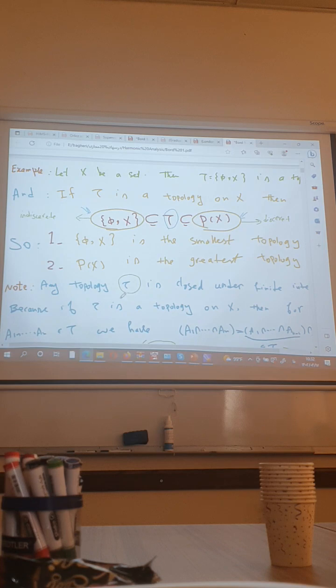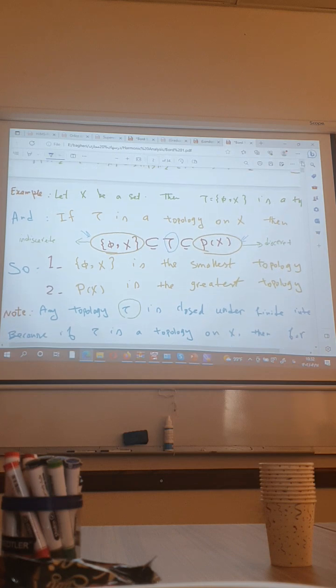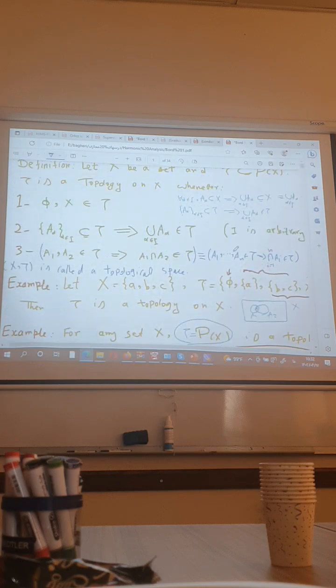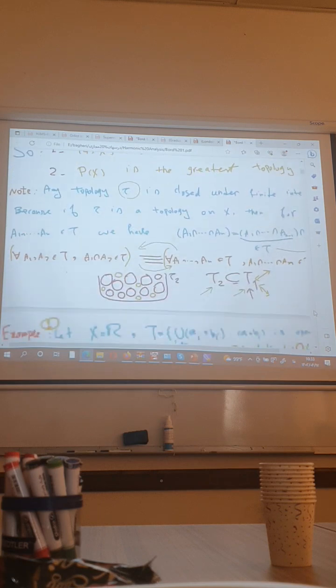And note, any topology tau is closed under finite intersection. This is the definition of closed under finite intersection. We say that tau is closed under finite intersection whenever, if we have any finite number of elements in tau, their intersection belongs to tau. Then we say tau is closed under finite intersection.